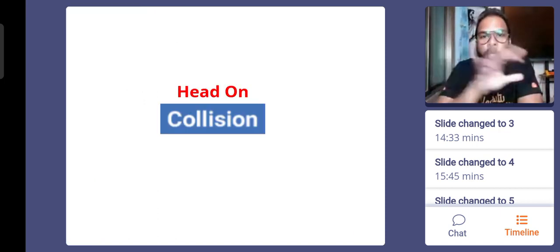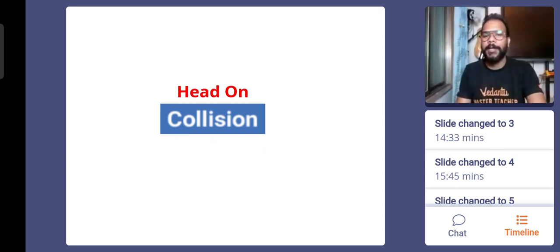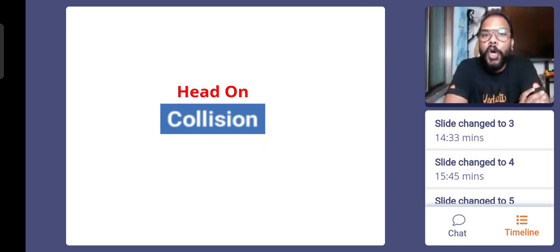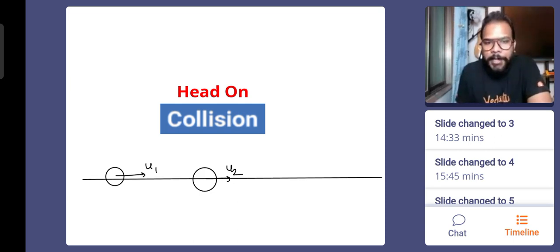Now we are speaking about head-on collision. All three possibilities we will be covering in head-on collision: perfectly elastic, perfectly inelastic, and partially elastic. Three possibilities exist in any type of collision. So this is head-on collision. It means that if you have object number 1 moving with a velocity u1, and another object moving with velocity u2, they are basically moving on the same line. That is when the possibility of head-on collision happens.